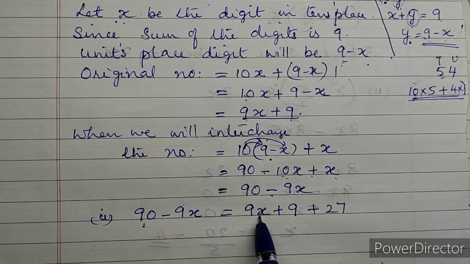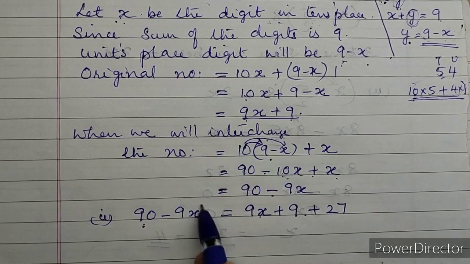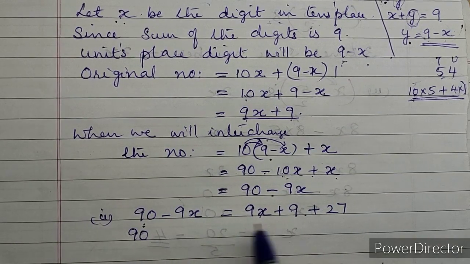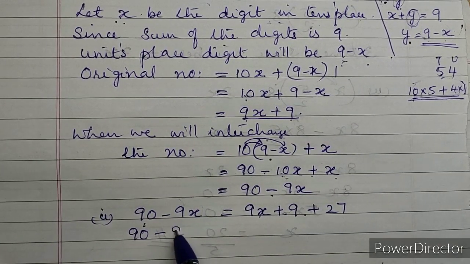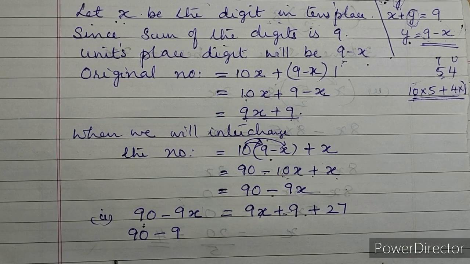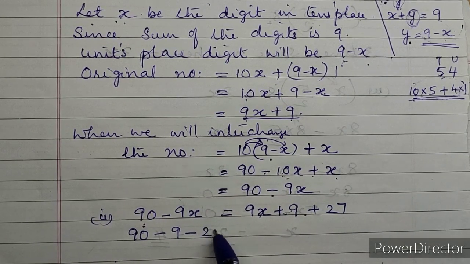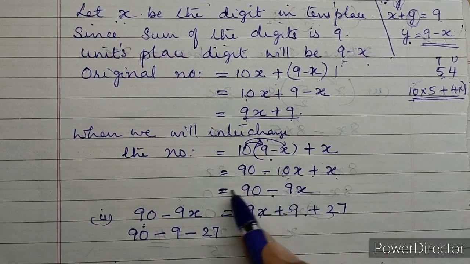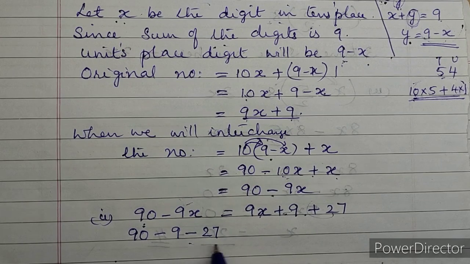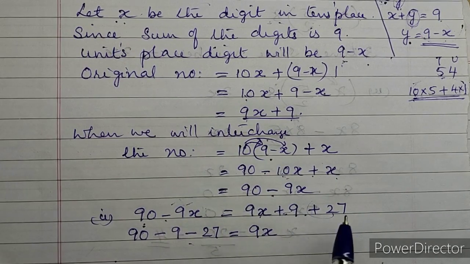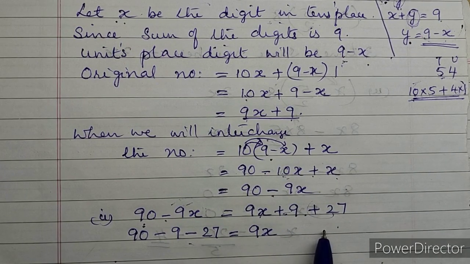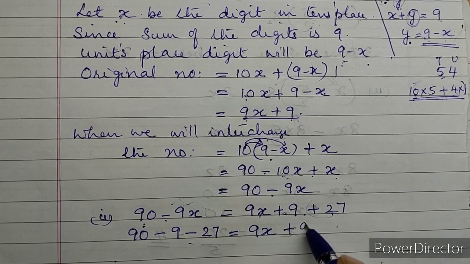So that is 90 minus 9x. You can bring the 9x to one side, number part this side. So 90 plus 9, it will change to minus 9 when it comes to LHS. Minus 27, plus 27 also you have to bring to the other side. It will become minus 27 equals 9x is here only. This minus 9x, you have to change to the other side. It will become plus 9x.